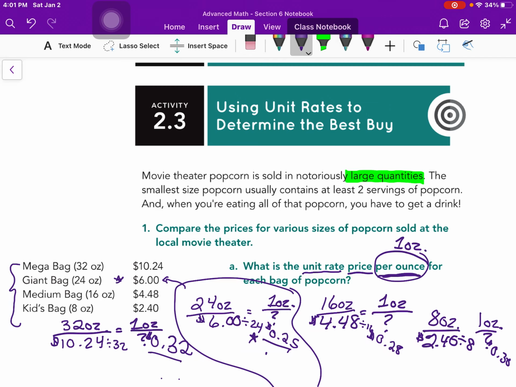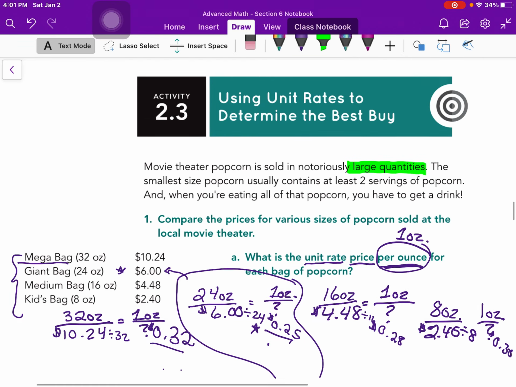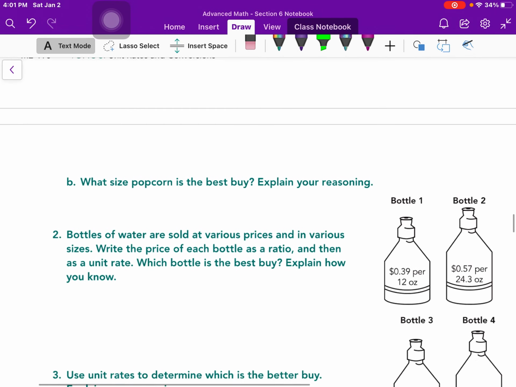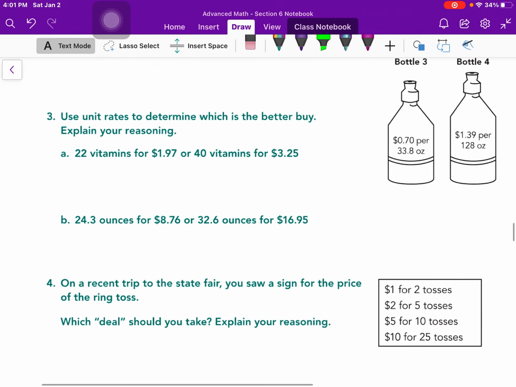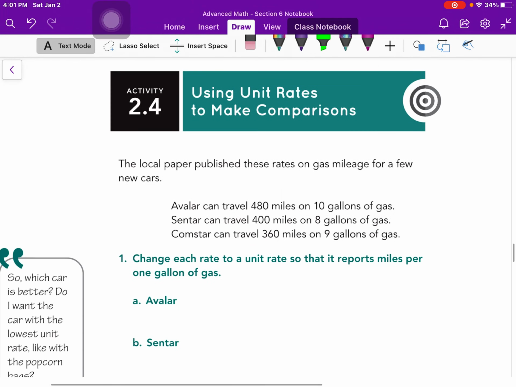I wonder if that's the same prediction you made for which one was going to be the best price. Usually, the bigger the sizes, the better the value. Wasn't quite the case in this one. The mega bag didn't have quite as much bang for your buck, so to speak. But generally speaking, the larger the amounts are usually a better deal. That's why you have places like Costco where you can buy a large amount of something and it makes it a little bit cheaper. All right, you can try this detergent one on your own. We're going to skip that one.